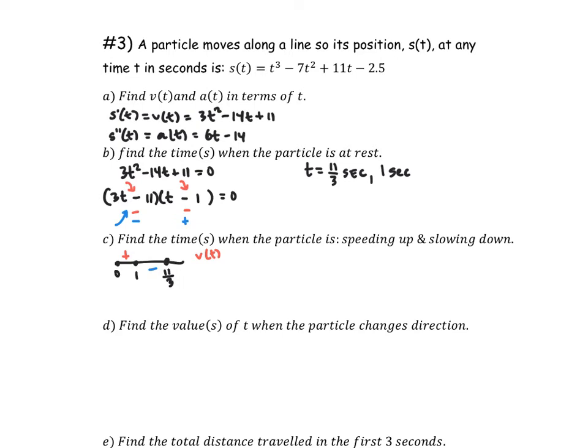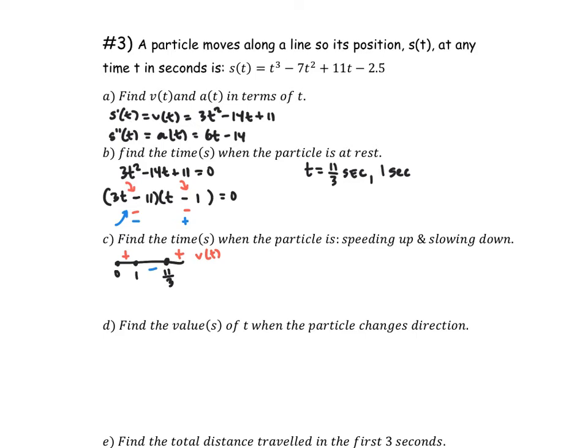Okay, what if I plugged in a 11/3, which is just short of 4? So if I plugged in a 4, I'd get 2 positives. 2 positives multiplied together would give me a positive. Okay, and since those are the only values where v of t equals 0, I don't have to worry about the rest of the interval to the right of 11/3.